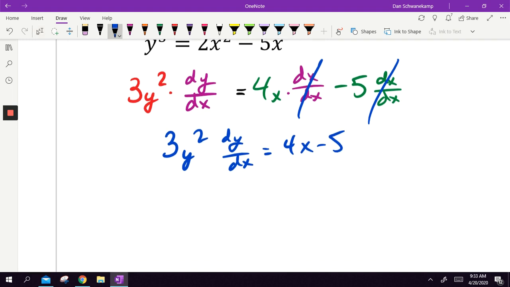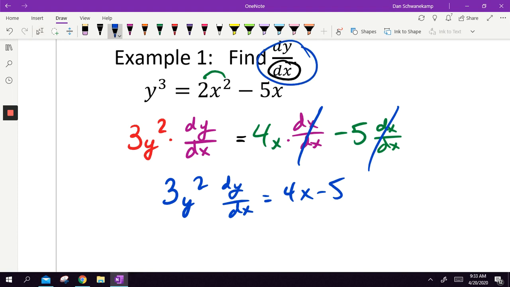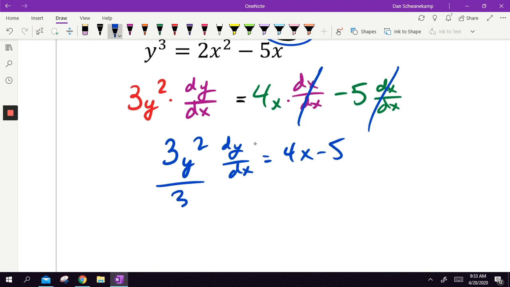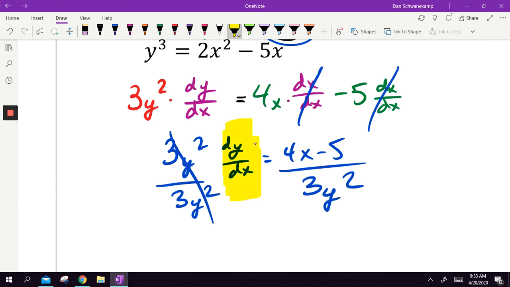What we're going to do? Well, we want to get dy/dx by itself. I'm trying to get dy/dx by itself. So all I need to do is divide by 3y squared, divide by 3y squared. Boom. This is my answer. dy over dx is equal to that guy.